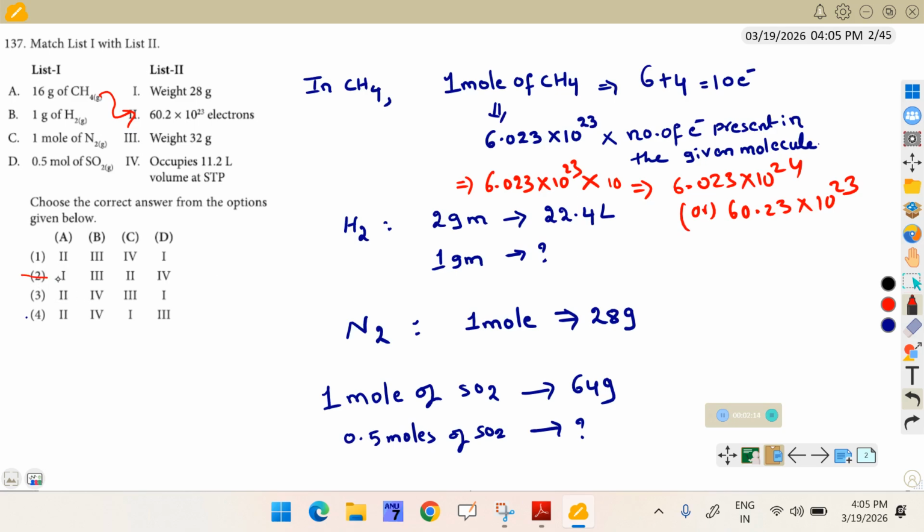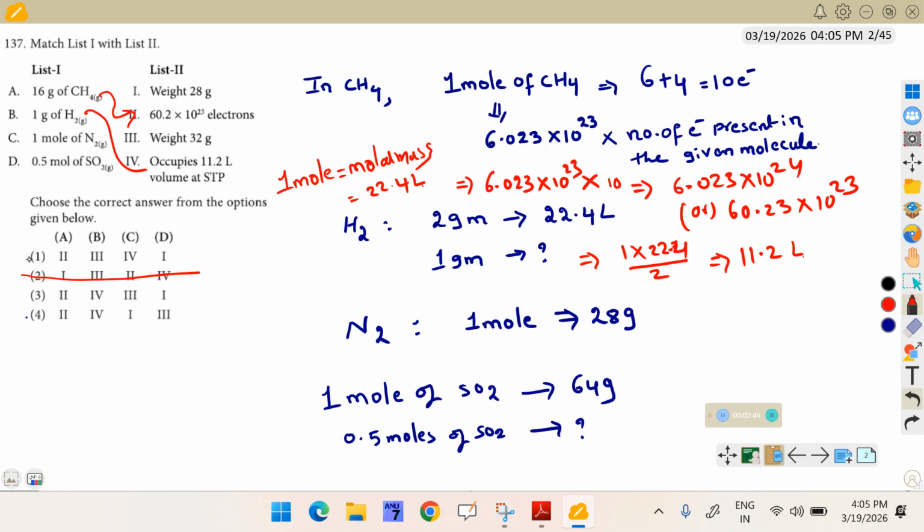A2. Remove second option. H2. 1 gram of H2. 1 mole of a substance is equal to the molar mass of the substance, and it occupies 22.4 liters. Molar mass of H2 is 2 grams. 2 grams occupies 22.4 liters. Then 1 gram occupies how much? Cross multiplication: 1 into 22.4 divided by 2, that is equal to 11.2 liters.